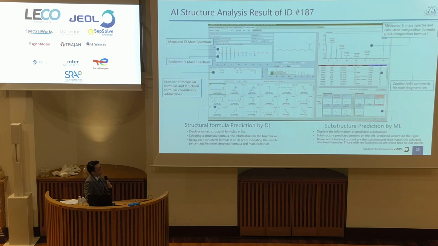This is also a graphic user interface in the software. On the left side, we can see all the structure candidate information. This is the measured EI, and this is the predicted EI mass spectrum from these structures. This also shows the measured EI mass spectrum and the calculated composition formula. We can calculate the fragmentation formula automatically, and we can also get substructure prediction by machine learning here. So in total, you can have all the structure information in one window.